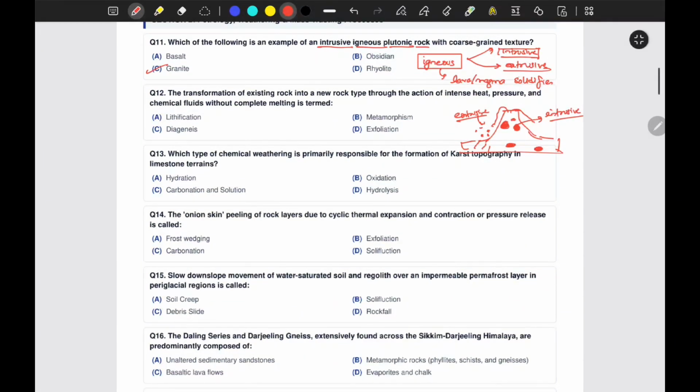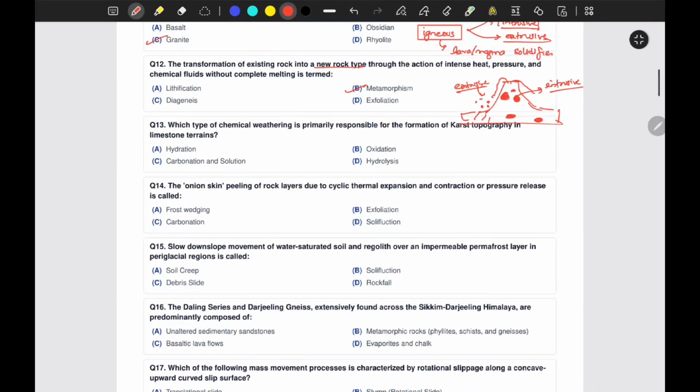Question number 12. The transformation of existing rocks into a new rock type, through the action of intense heat, pressure and chemical fluids without complete melting is termed as lithification, diagenesis, metamorphism, or exfoliation. The correct answer is metamorphism, okay. And the rocks formed through this process are known as metamorphic rocks.